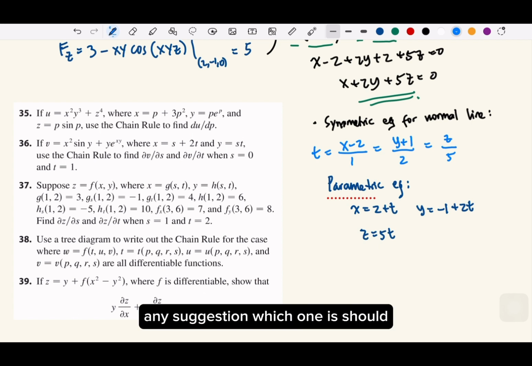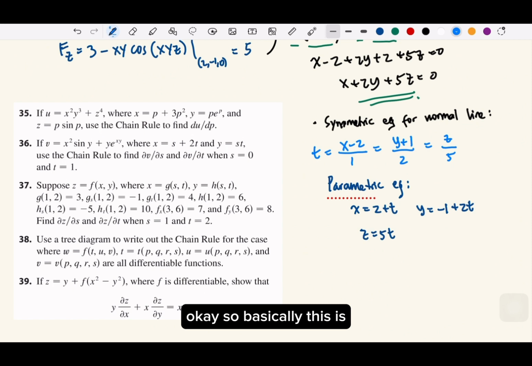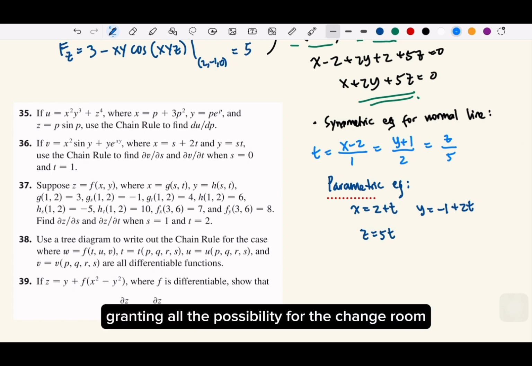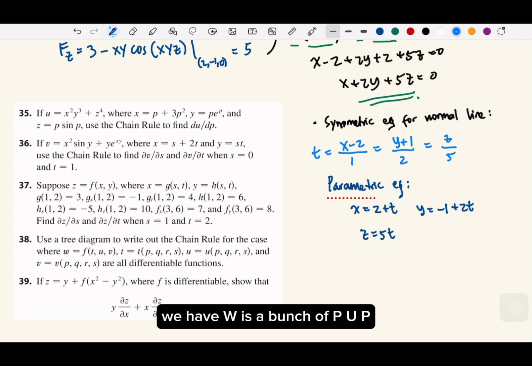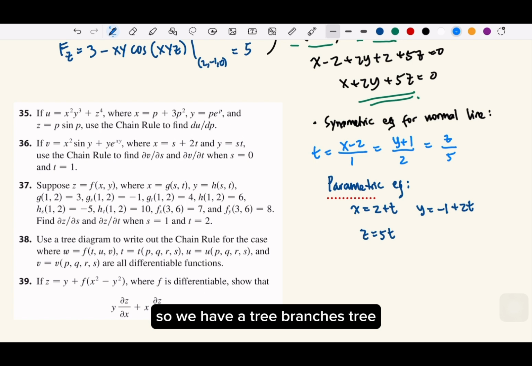Any suggestion on which one we should start with? 38, okay, 38. Basically this is writing all the possibilities for the chain rule. For example, we have W as a function of t, u, and phi, and each of these is a function of p, q, r, s. So we have a three-branch tree, and then later four branches.